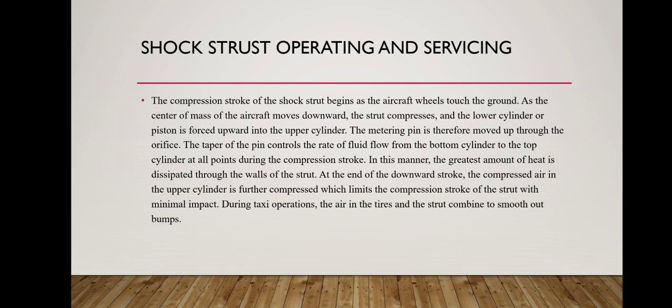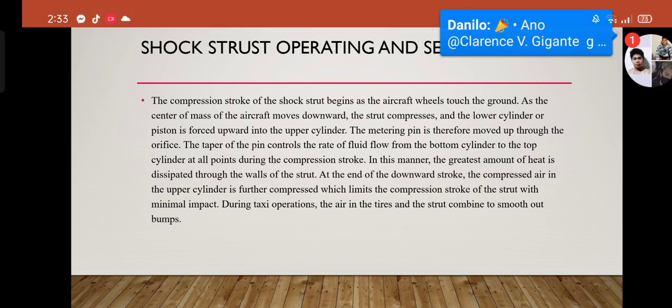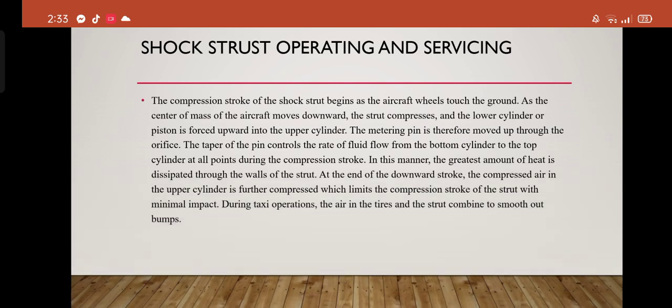Shock strut operating and servicing. The compression stroke of the shock strut begins as the aircraft wheels touch the ground. As the center of mass of the aircraft moves downward, the strut compresses, and the lower cylinder or piston is forced upward into the upper cylinder. The metering pin is therefore moved up through the orifice. The taper of the pin controls the rate of fluid flow from the bottom cylinder to the top cylinder at all points during the compression stroke.